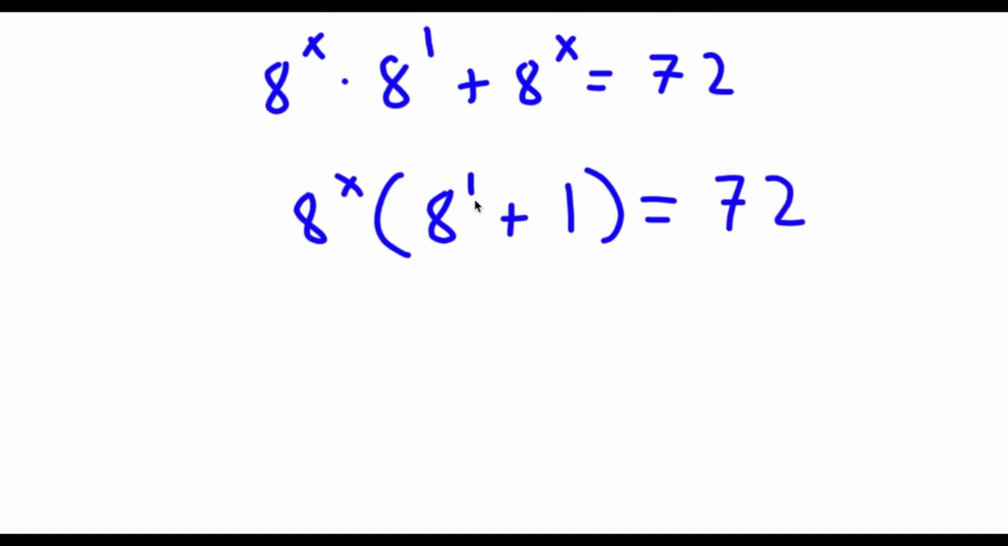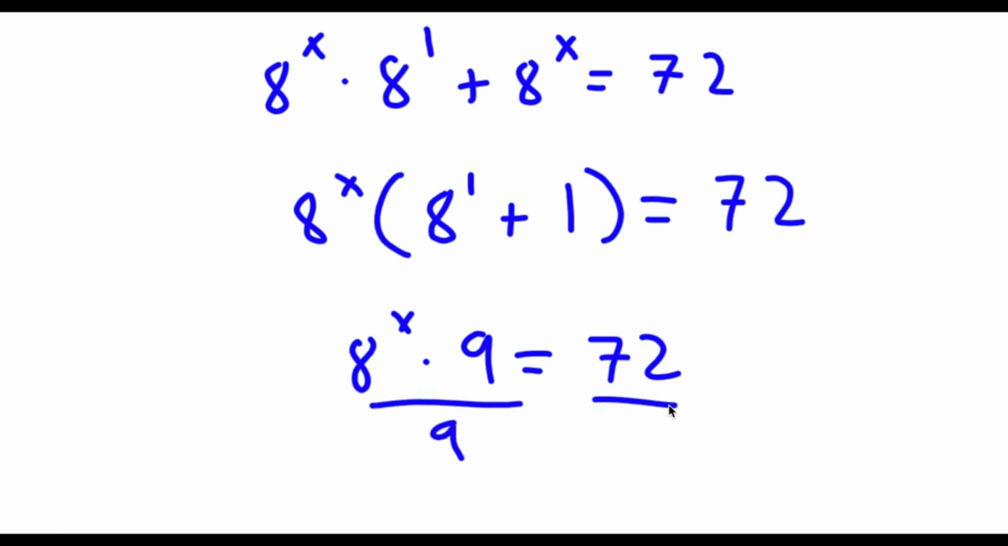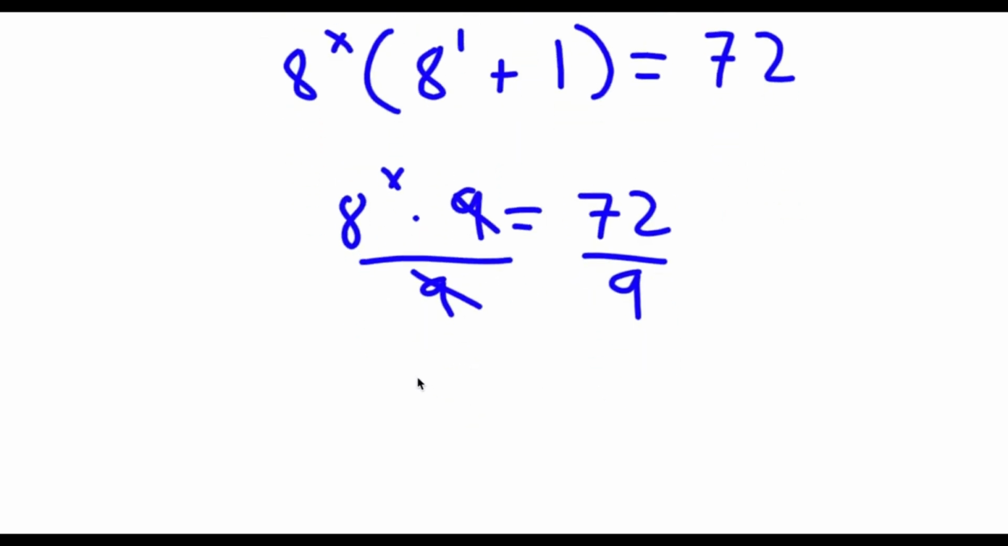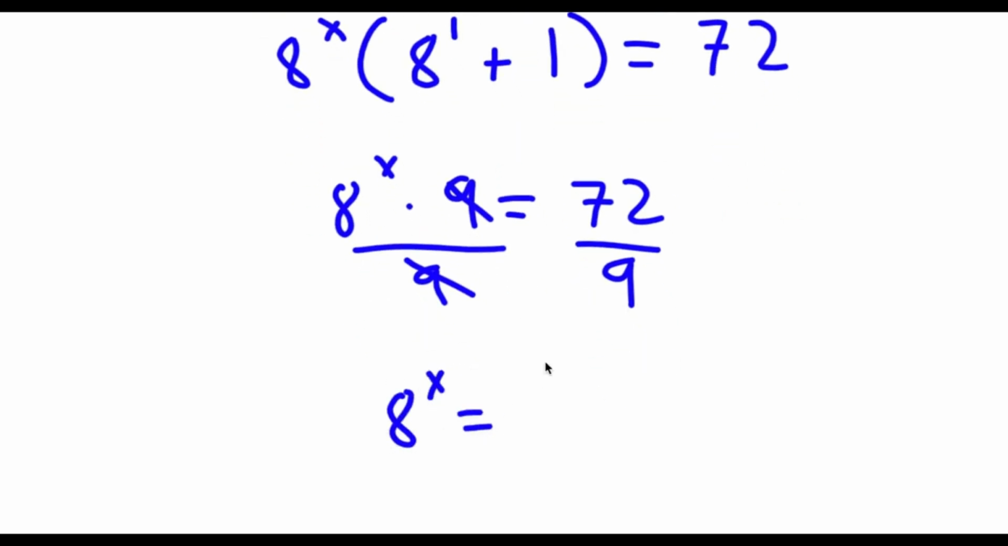Now, 8 to the power of 1 is the same thing as 8, so 8 plus 1 is going to equal 9. So I have 8 to the power of x times 9 is equal to 72. Now I'm going to divide both sides by 9, so then these two cancel out. Now I'm left with 8 to the power of x is equal to 72 divided by 9, which is 8.